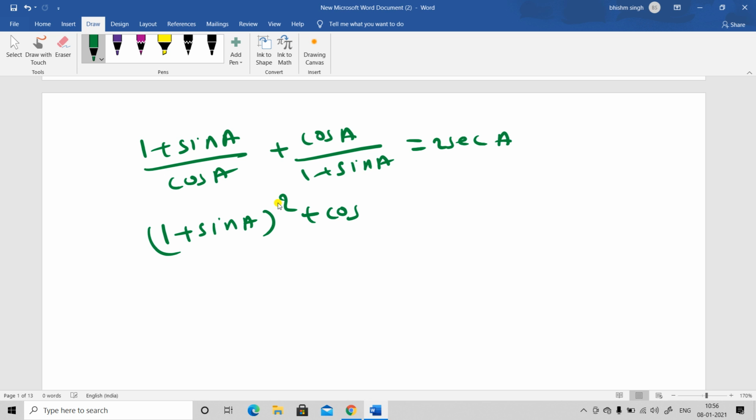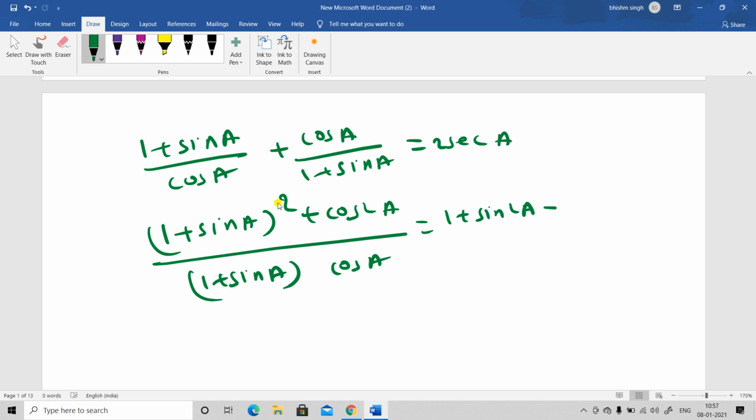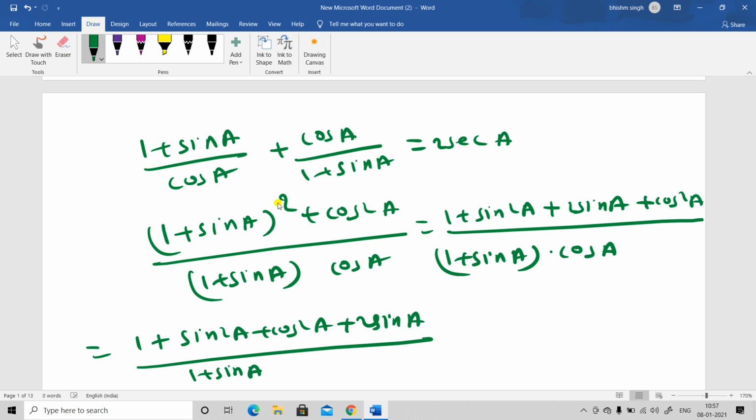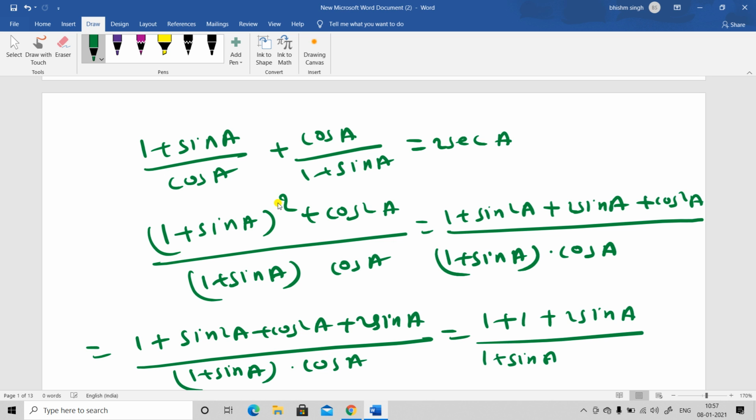I will take the LCM here: cos square A plus (1 plus sin A) whole square, which is 1 plus sin square A plus 2 sin A, all divided by (1 plus sin A) into cos A. Now sin square A plus cos square A is 1, so we get 1 plus 1 plus 2 sin A, divided by (1 plus sin A) into cos A.